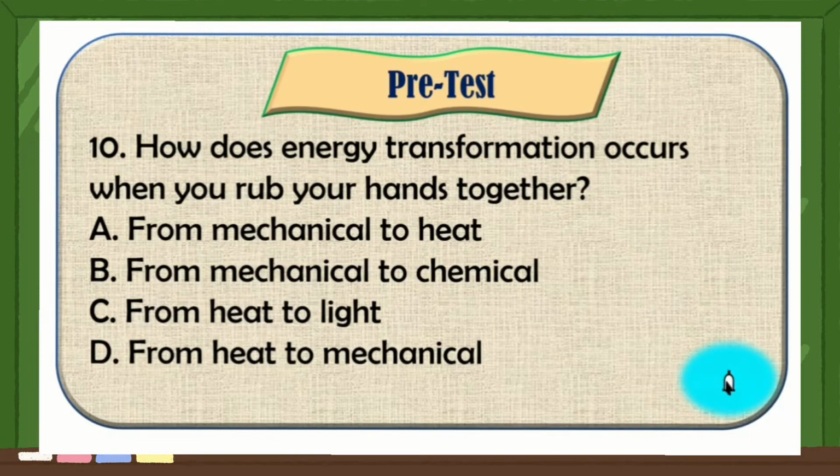Next, number 10. How does energy transformation occur when you rub your hands together? A, from mechanical to heat, B, from mechanical to chemical, C, from heat to light, or letter D, from heat to mechanical. The answer is from mechanical to heat.